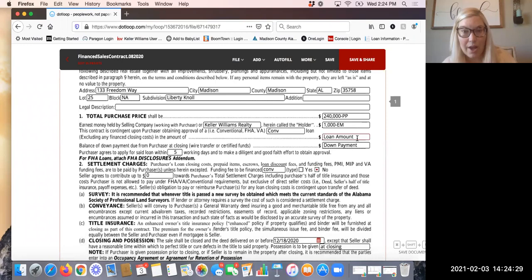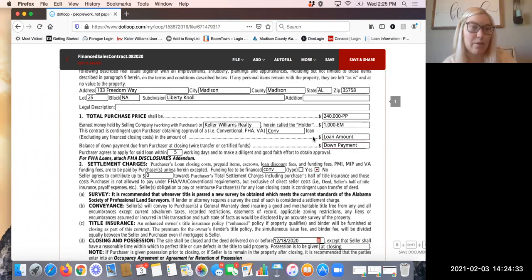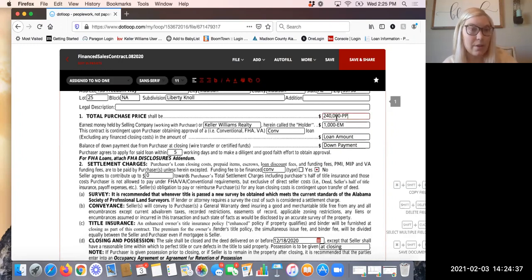So the third line that we're going to talk about is going to be the loan amount. That is where you put their loan amount. So you take their purchase price and then you take however much they're going to put down, minus that out, and that would be their loan amount. Okay. The fourth line is their down payment.